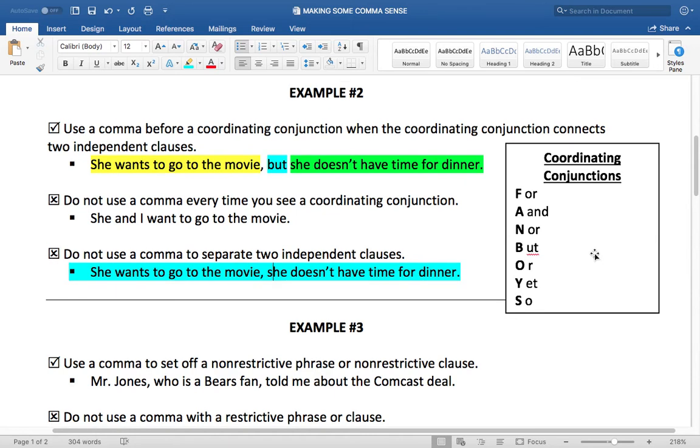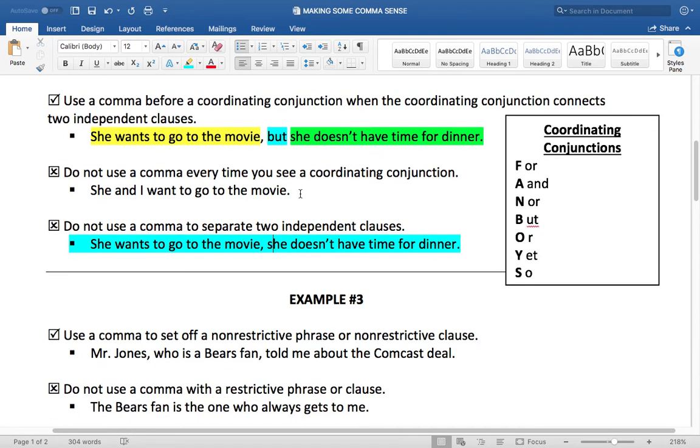If you want to know what coordinating conjunctions you can use, a very easy acronym is the acronym FANBOYS: for, and, nor, but, or, yet, so. The acronym FANBOYS can help you remember which coordinating conjunctions you can use with a comma to separate two independent clauses. And the other mistake that I often see in this area is do not use a comma every time you see a coordinating conjunction. So I know some students think, oh, you know what, I see a for. That means I have to put a comma there. Or I see an and. That means I need a comma there. But in this example here, she and I want to go to the movie.